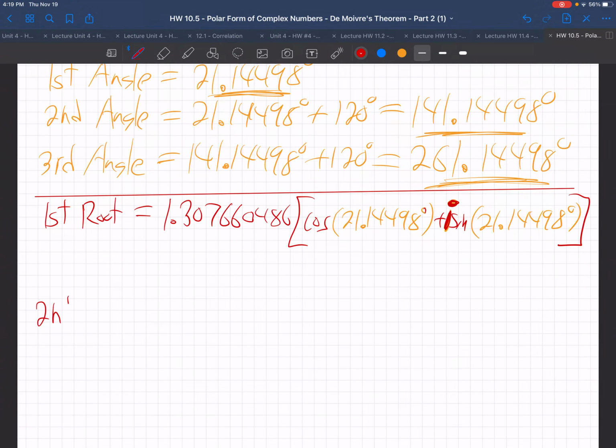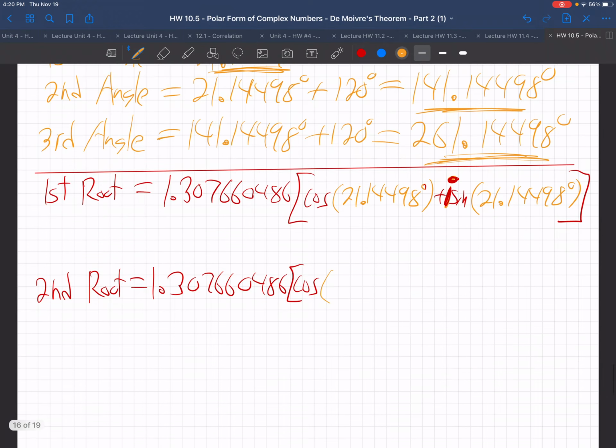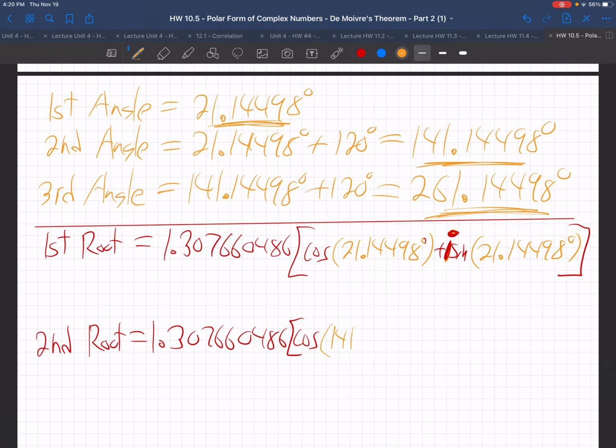Let's do our second root. Second root is the same number in the front, 1.307660486, bracket, cosine, and this time the second angle. So that's 141.14498 degrees plus I sine of that same second angle, 141.14498 degrees.